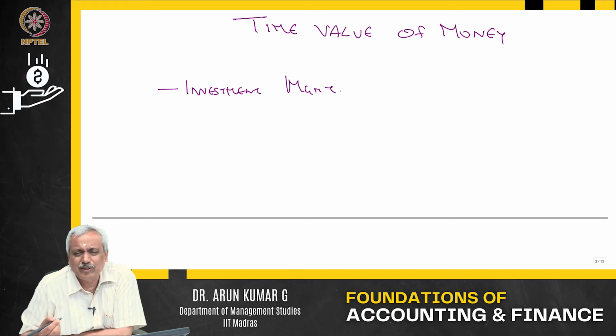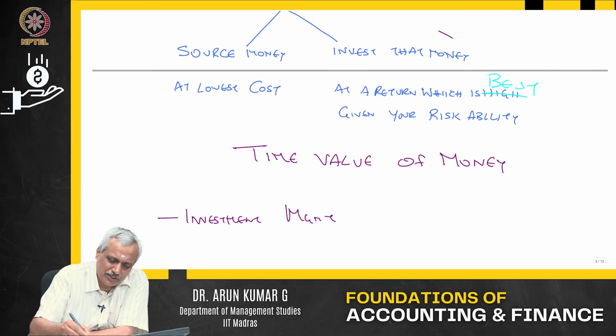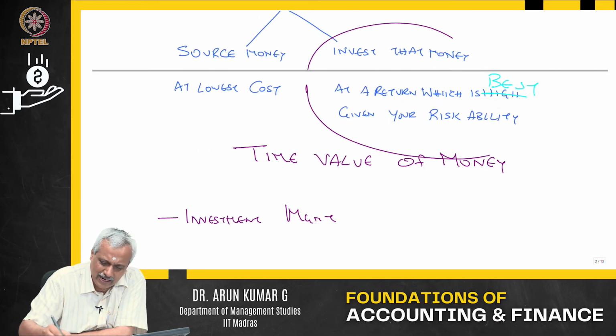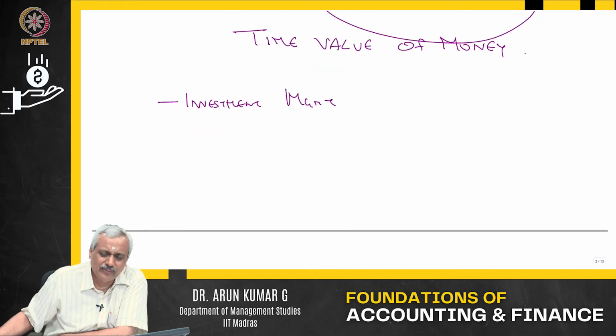What is investment management? You invest in securities, you invest in stocks, you invest in real estate, you invest in various places, and then the objective is what? The same: invest, get the best possible return. So it basically boils down to the same thing, invest and get the best possible return. Invest means source money at the lowest cost and get the best possible return. That is what we do.